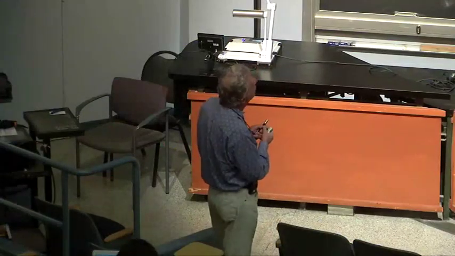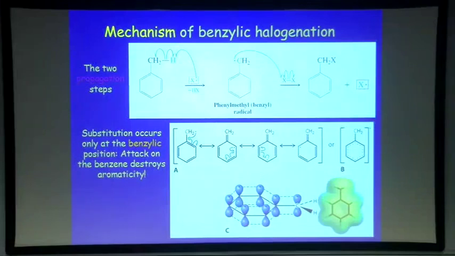This, again, is a completely identical mechanism to the allylic radical halogenation. So if you imagine wiping off this butadiene portion 3 times, that's exactly what we did in chapter 14, I think it was my first lecture, in fact.